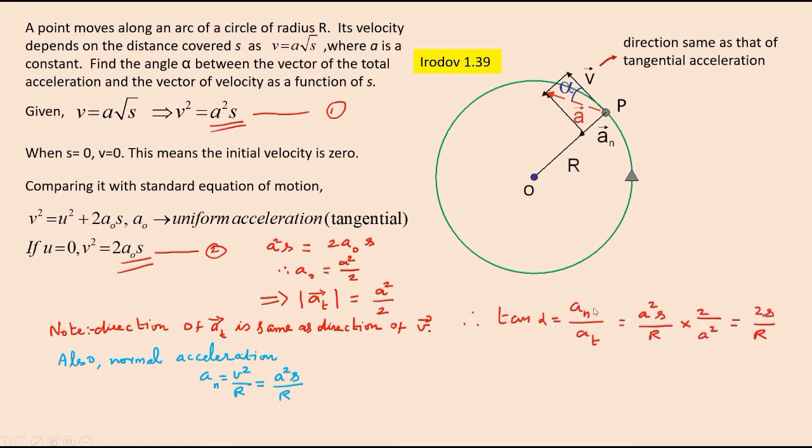Tan alpha is an by at, of course the magnitudes. An by at. A normal is a squared s by r. A tangential is a squared by 2, but it is here in the denominator. So a squared s by r for a normal into 2 by a squared, because you have to divide, so here you put the multiplication symbol, 2 by a squared. A squared will go, so 2s by r. Tan alpha is 2s by r, alpha is tan inverse of 2s by r. This comparison makes things easier.